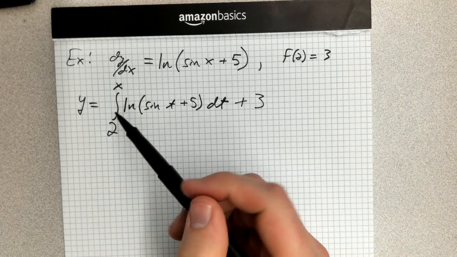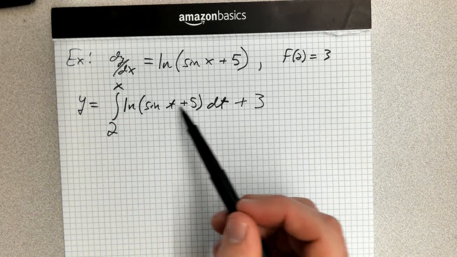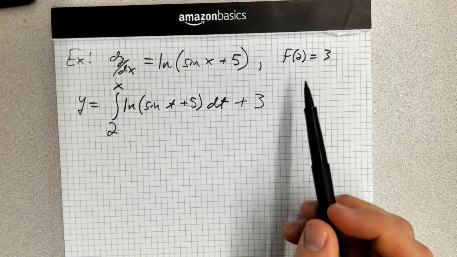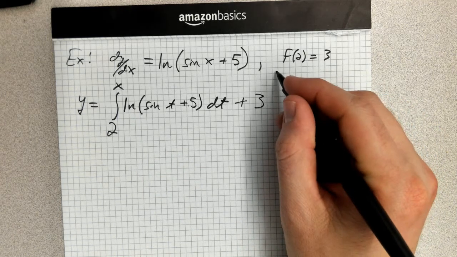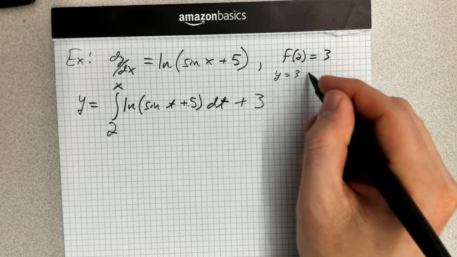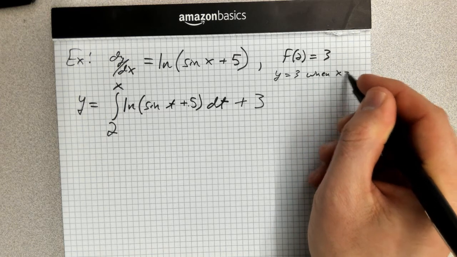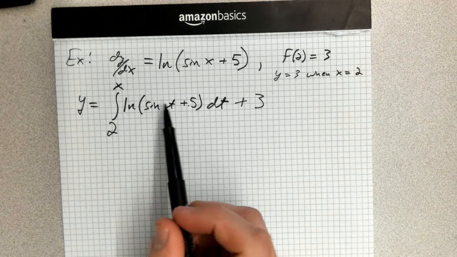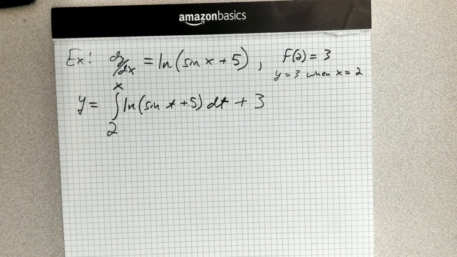And again, you can always check. If you plug in 2, you'll get 0 plus 3. So you will get that y equals 3 when x equals 2. Plug in 2, you get 0 plus 3. You get 3 out for y.